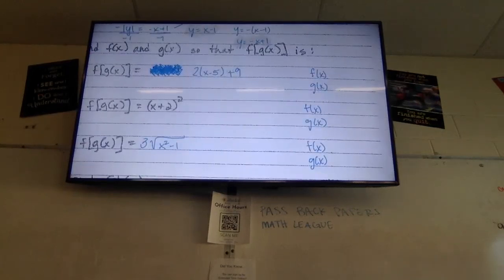So looking at the first one, what would my inside function be? What's my g? What's inside? I heard it. X minus 5, very good. X minus 5 is physically on the inside. That is my g of x. Okay. When I take that out, when I had placed it in, it was just an x before this. So now my f of x is going to be the function around it. It's going to be what?